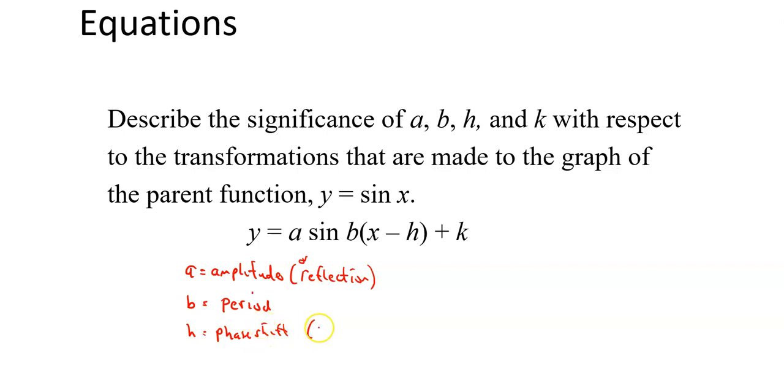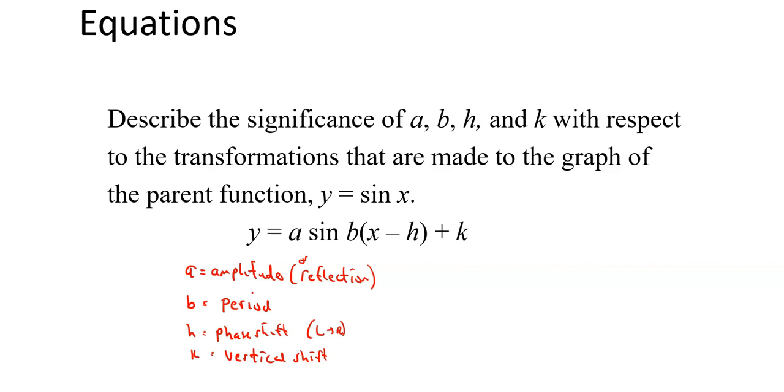All right, so a phase shift is left and right. And then that k is going to be a vertical shift. So, of course, it could go down also, right? It doesn't only have to go up. Vertical shift could go up or down. But that's how it works.